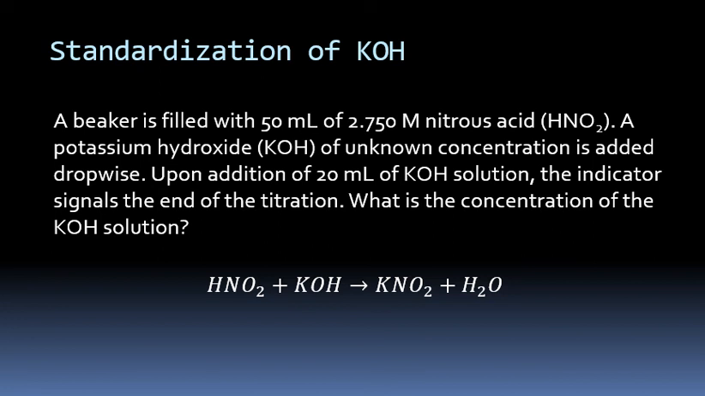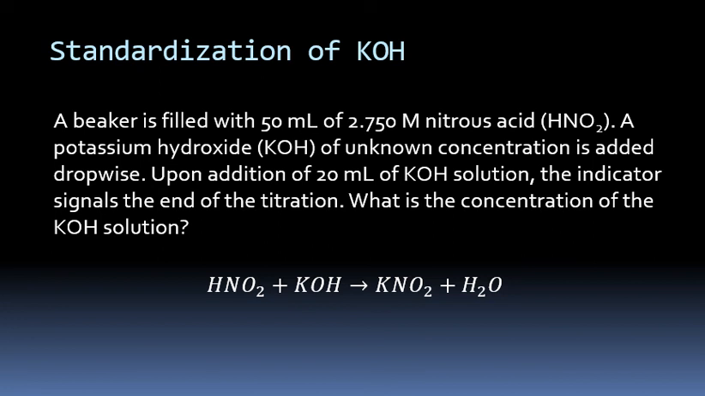And here is the following word problem. A beaker is filled with 50 milliliters of 2.750 molar nitrous acid. A potassium hydroxide solution of unknown concentration is added dropwise. Upon addition of 20 milliliters of the KOH solution, the indicator signals the end of the titration. What is the concentration of the potassium hydroxide solution?